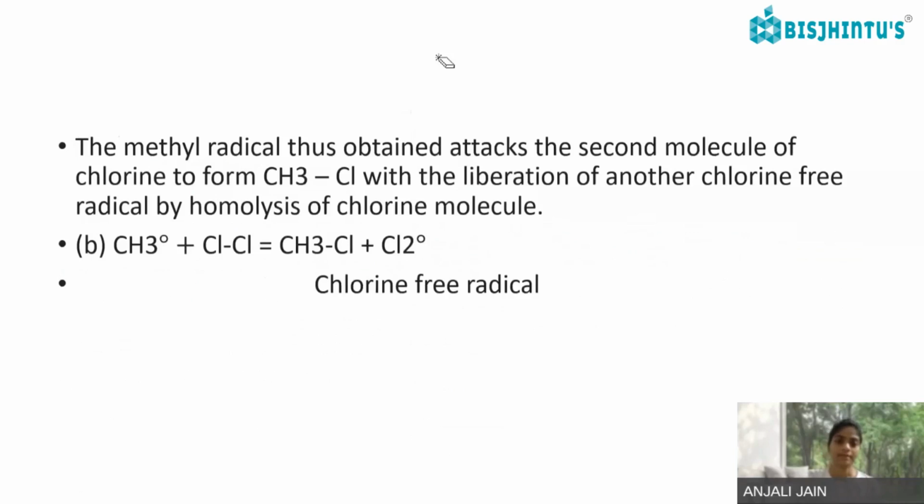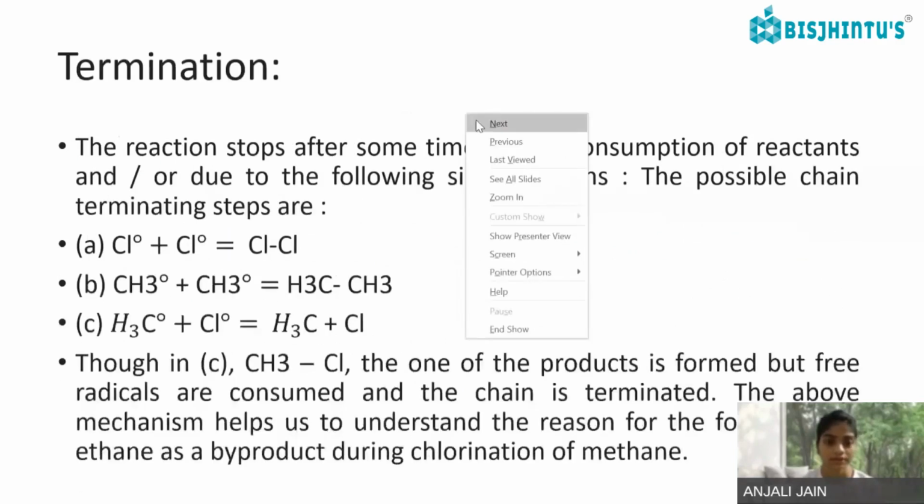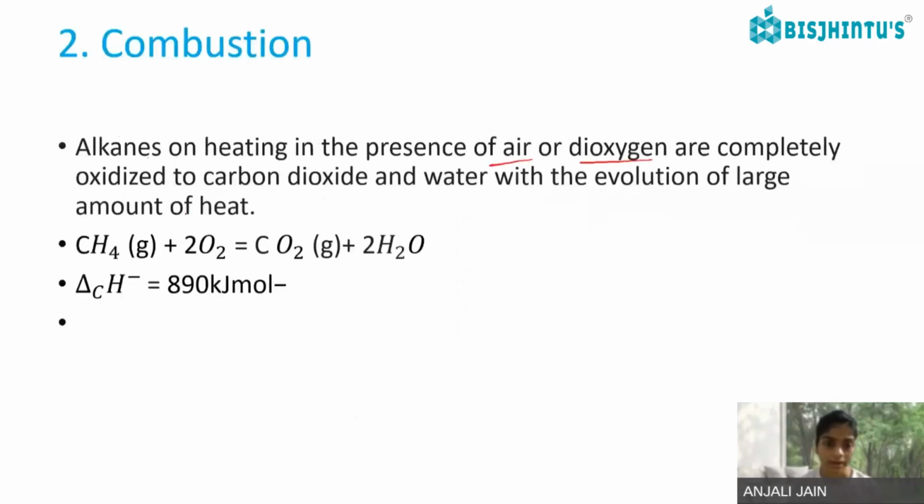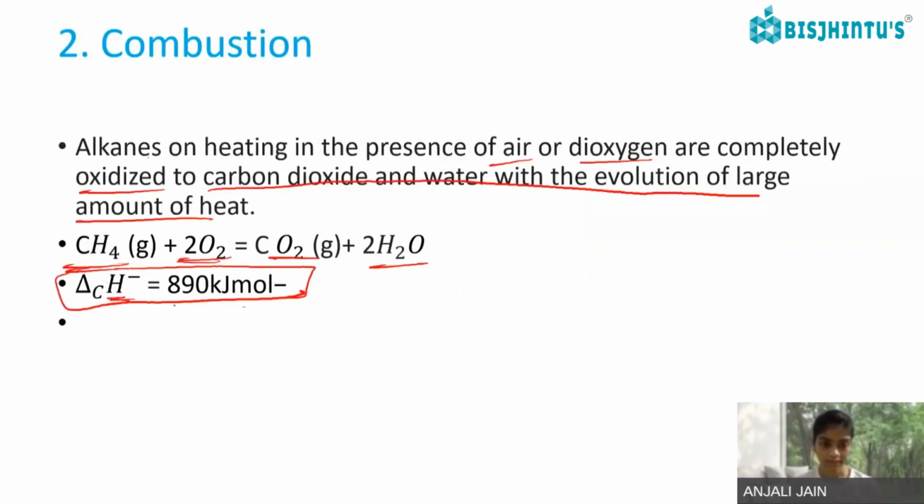Next is our combustion reaction. Alkanes, on heating in the presence of air or dioxygen, undergo combustion. Methane on reaction with oxygen gives carbon dioxide and water. It is completely oxidized to give carbon dioxide and water with the evolution of a large amount of heat, the enthalpy of combustion of which is 893 kJ/mol. So due to the evolution of a large amount of heat during combustion, alkanes are used as fuels.